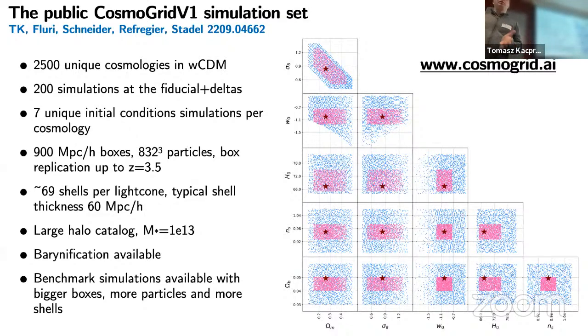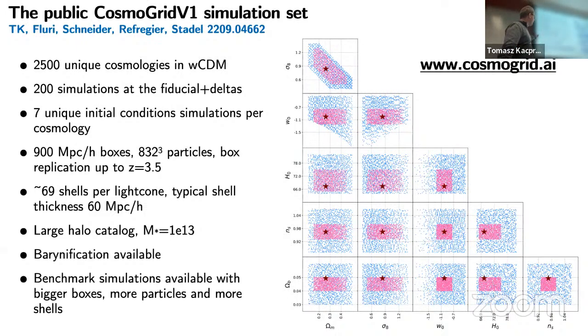So the total number of simulations in this project is around 20,000 independent N-bodies, with that particular box configuration. And we store 69 shells. So for a Stage 3 survey, you can go up to redshift of 3.5, and you'll still get your n(z), your redshift distribution of galaxies, will definitely fit into that.